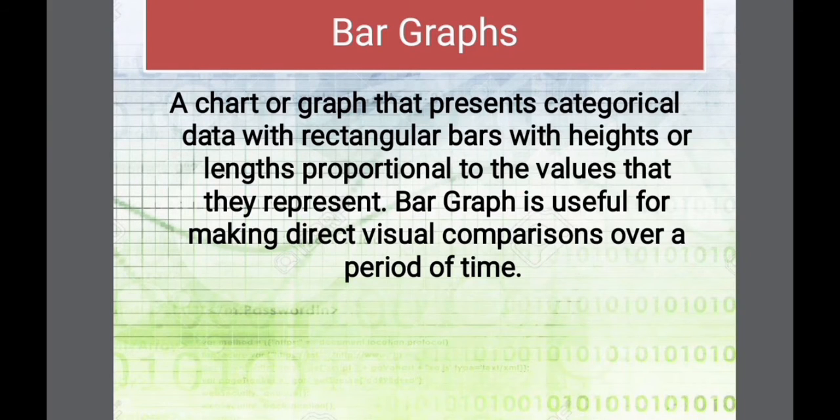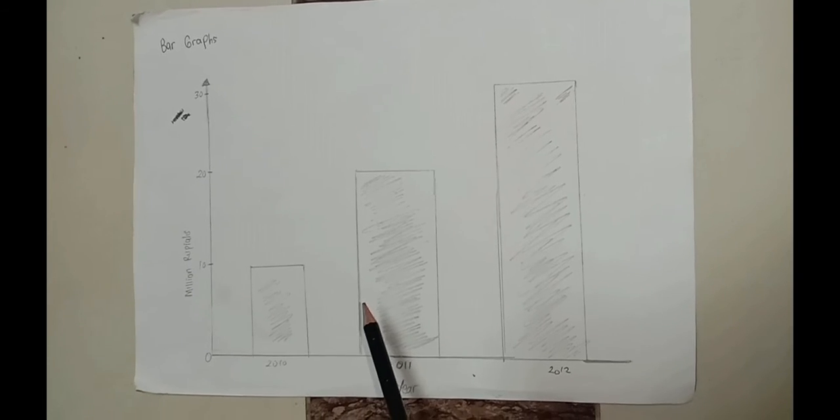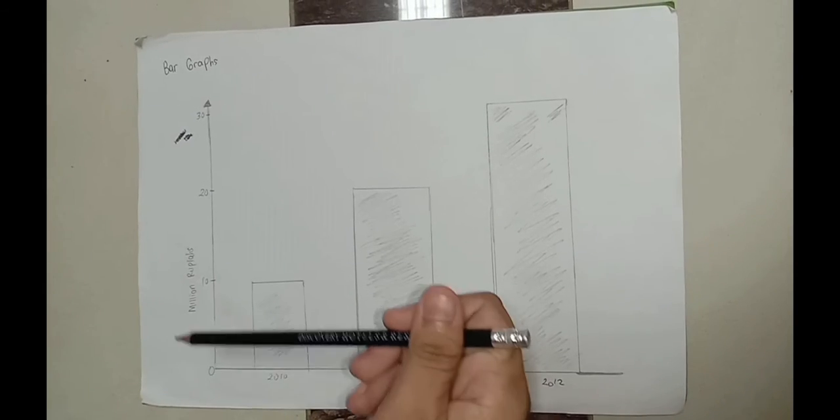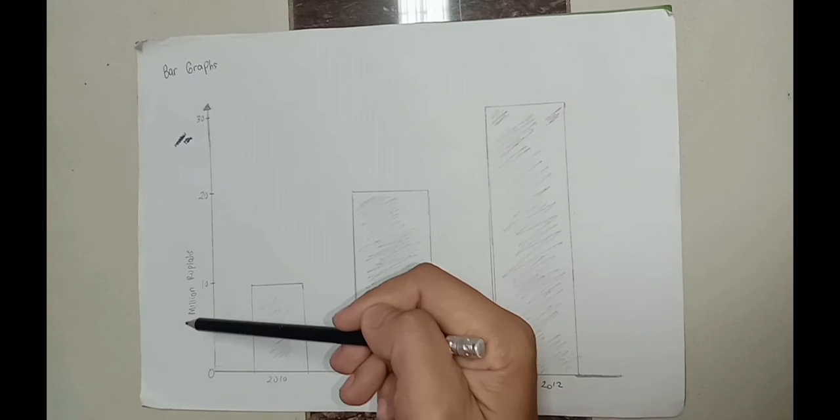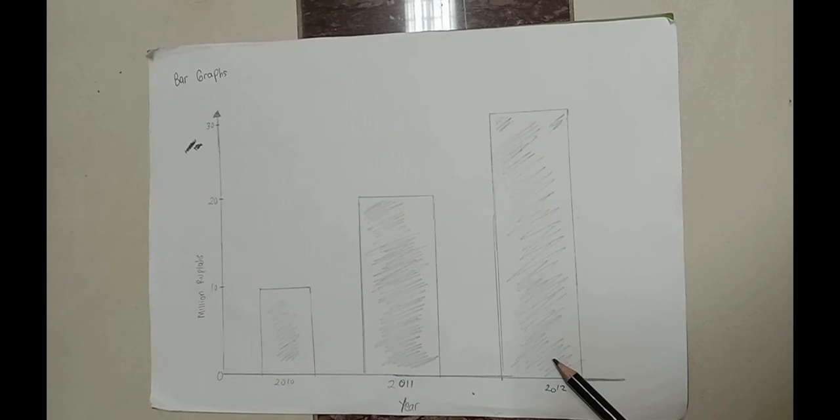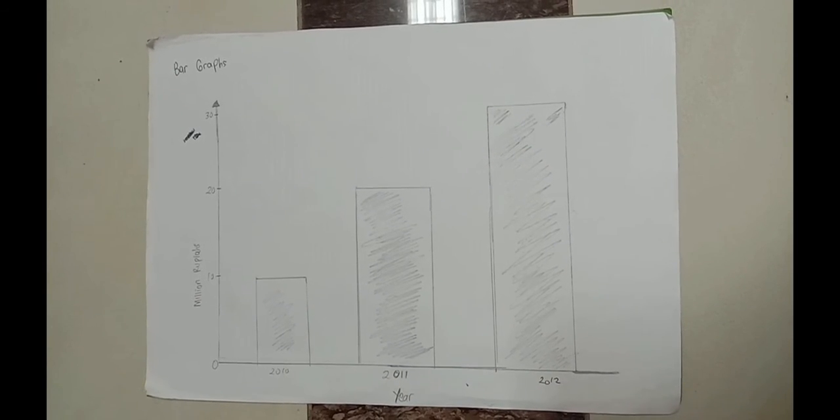Bar graphs. A bar graph is a chart or graph that presents categorical data with rectangular bars with height or length proportional to the values that they represent. Bar graphs are useful for making direct visual comparisons over a period of time. This is an example of a bar graph. You can see the vertical line explains million rupiahs, and the horizontal line explains the year.